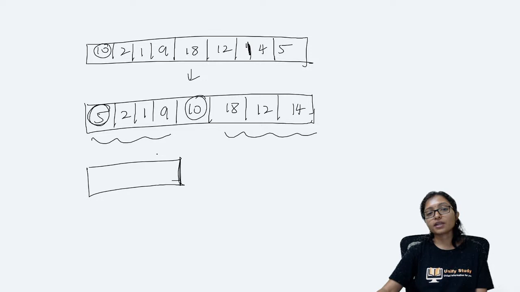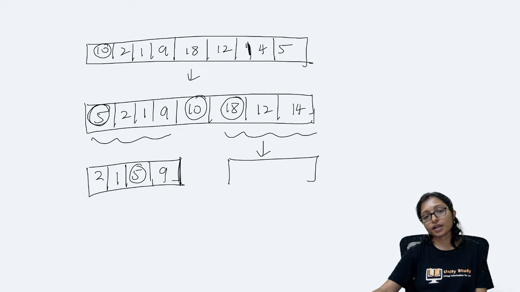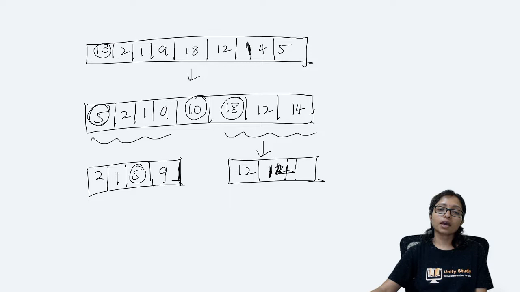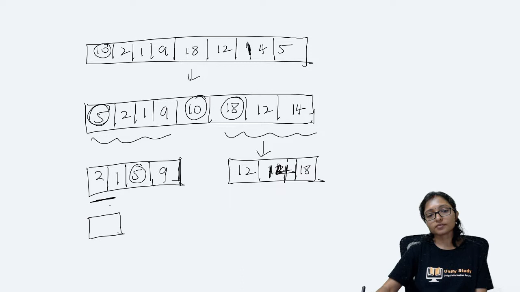I will try to apply partition algorithm here. What is the correct place for 5? 2, 1, 5. Then 9. Again I will apply the partition algorithm here. What is the correct place for 18? 12, 18, 14. What is the correct place for this one? 12, 14 and 18. I am getting the correct place. After that, this one is done. So again, I will apply the partition algorithm here. So 2 is my pivot element.